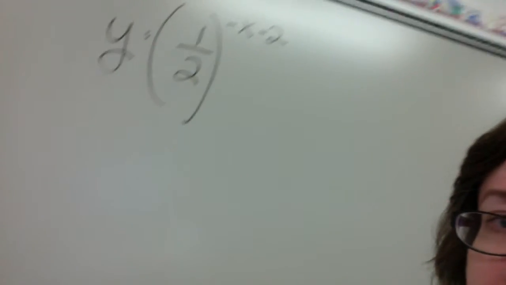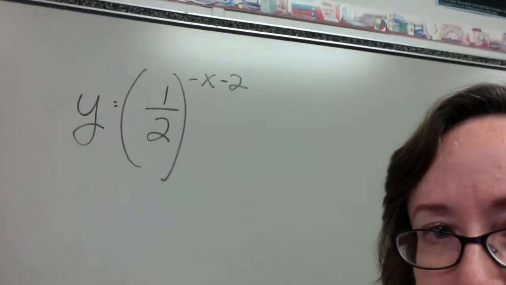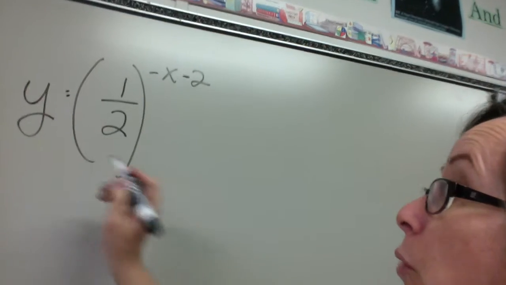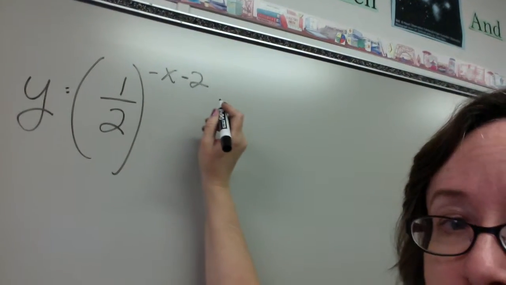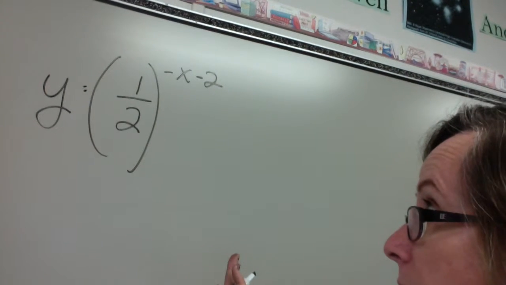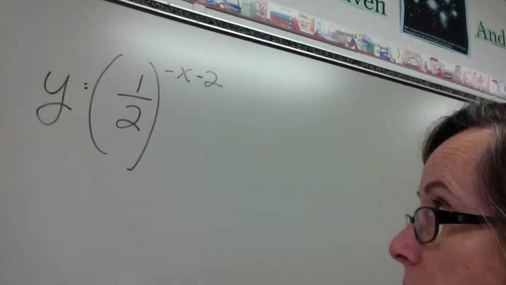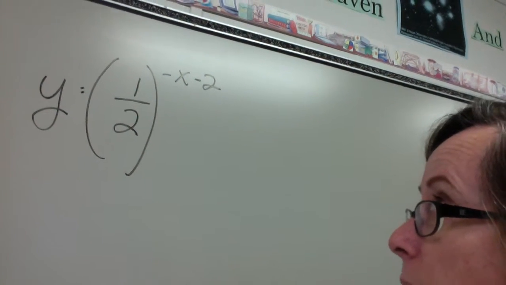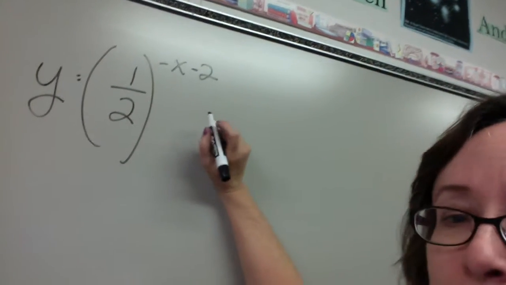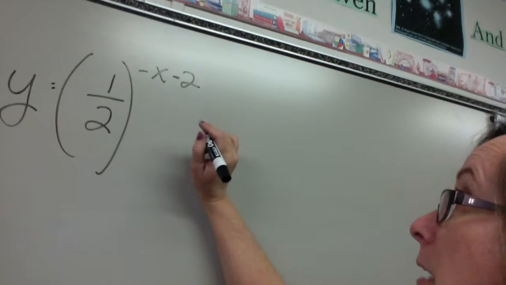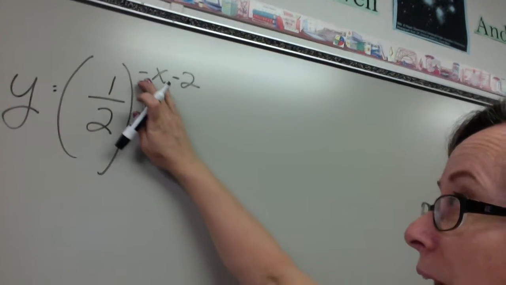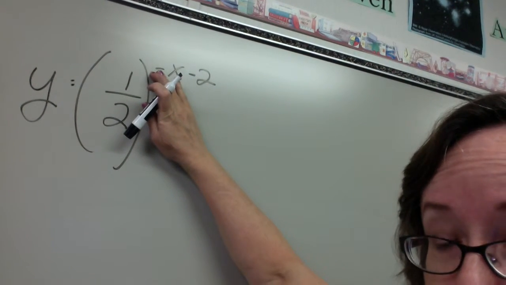Now, this one over here I have is a little bit more complicated. Okay, y is equal to 1/2 to the negative x minus 2. So when we start to think of translations or transformations of formulas, what would happen if I had a parabola that had a negative in the front of it?